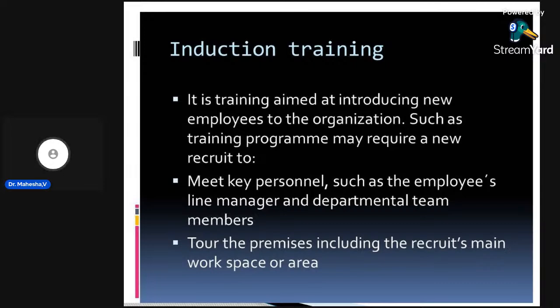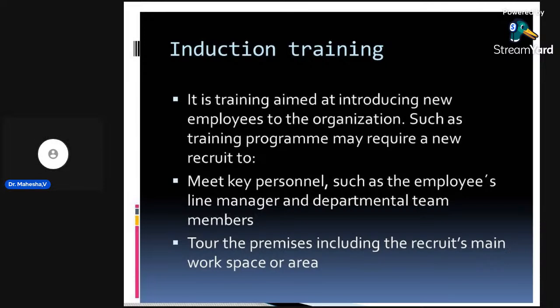Meet key personnel such as the employees, line managers, and departmental team members. They try to introduce line managers, departmental heads, and supervisory heads. All these persons will be introduced to the newly recruited employees. They will also be taught to whom they are accountable, who is their leader, who is their manager, what are their duties and responsibilities. All these things will be given at the time of the induction training program.